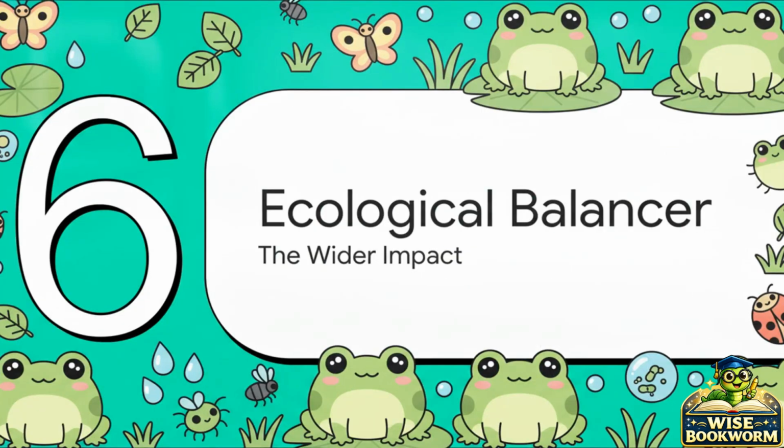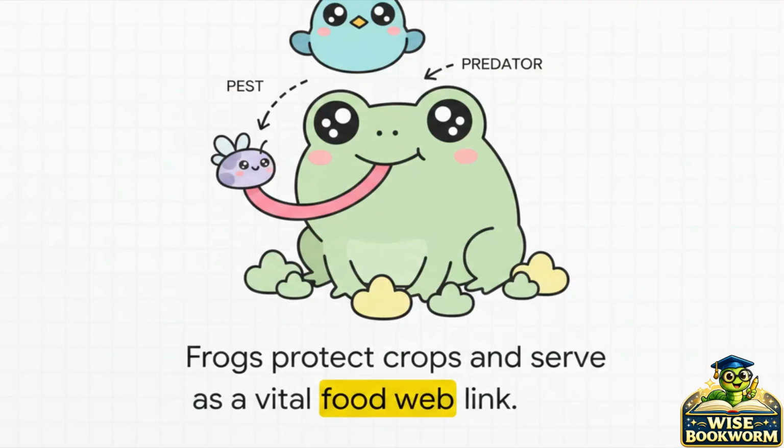Section 6. Nature's ecological balancer. The wider impact. So we've spent this entire time zoomed way in on microscopic cells and intricate internal plumbing. But why does this actually matter to the wider world? Well, the Indian bullfrog has massive practical relevance.